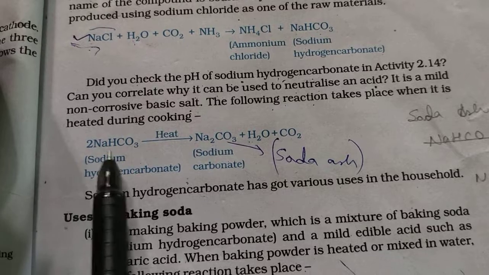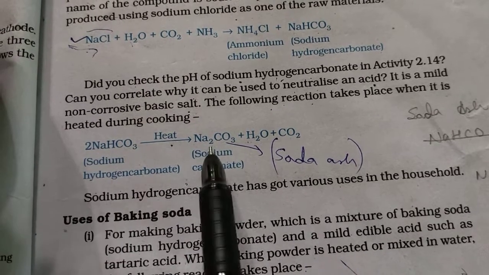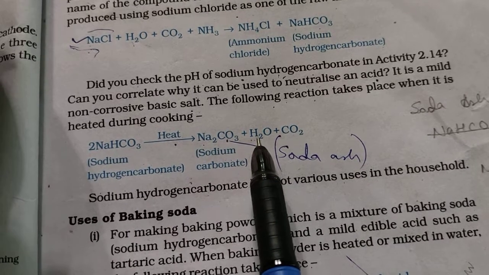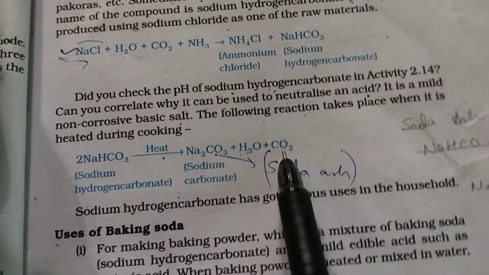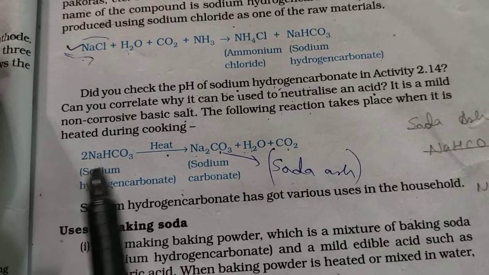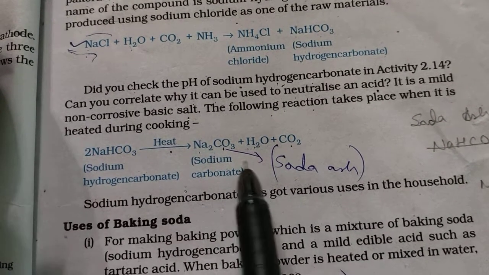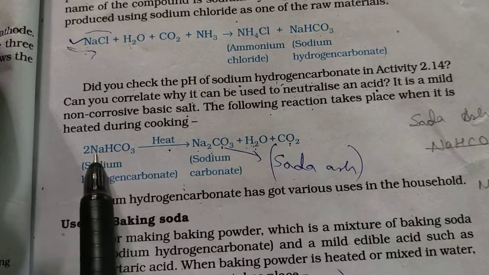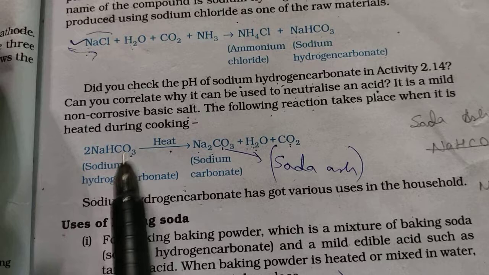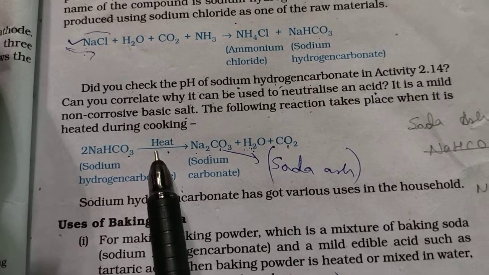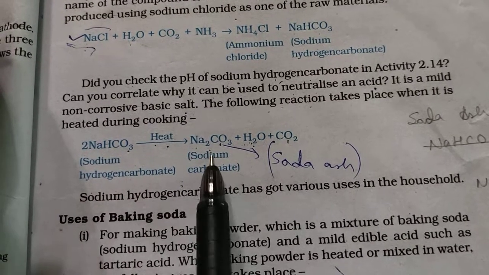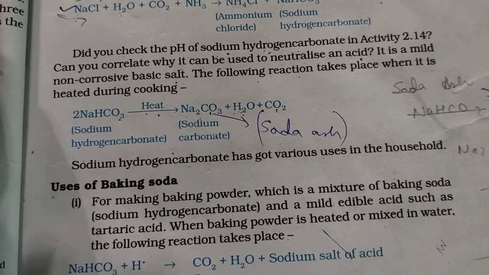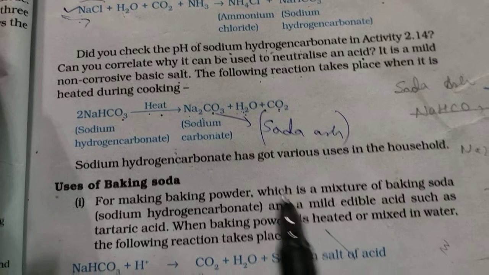When we heat sodium hydrogen carbonate, it forms sodium carbonate, water and carbon dioxide. So water and carbon dioxide are found within the sodium hydrogen carbonate, and they are separated whenever we heat it. Sodium hydrogen carbonate becomes sodium carbonate. A question may come from this reaction, so keep it in mind.